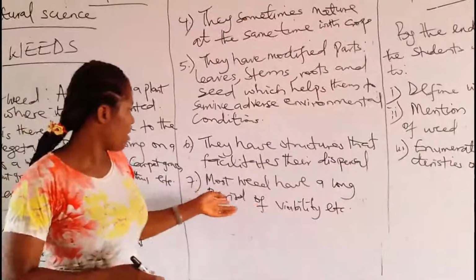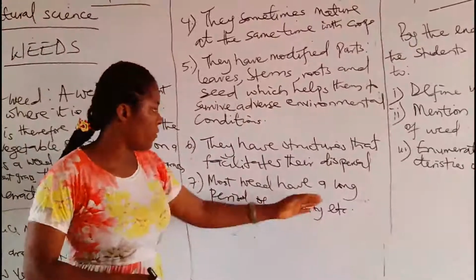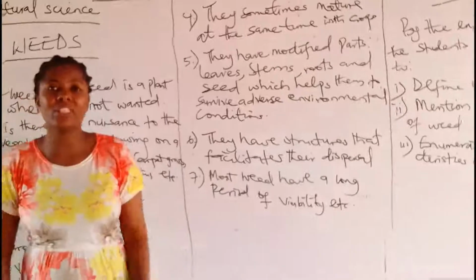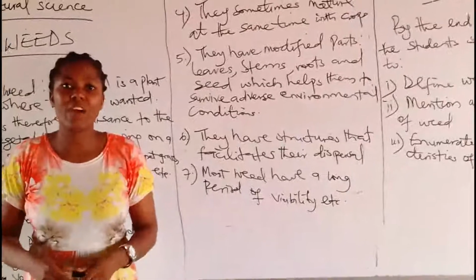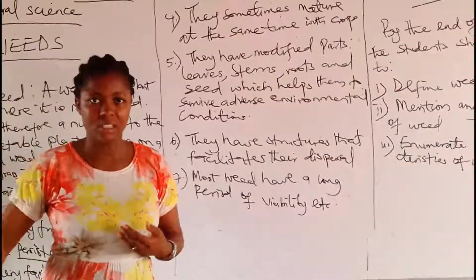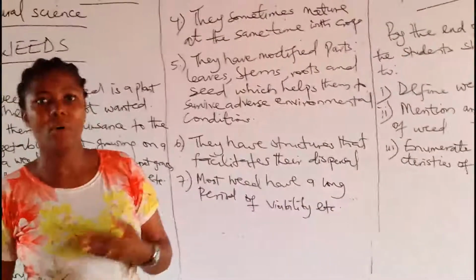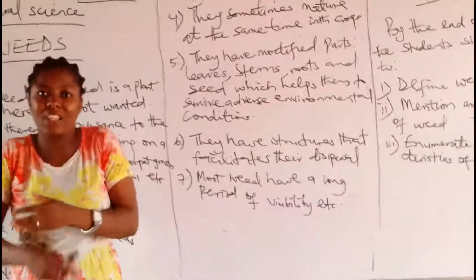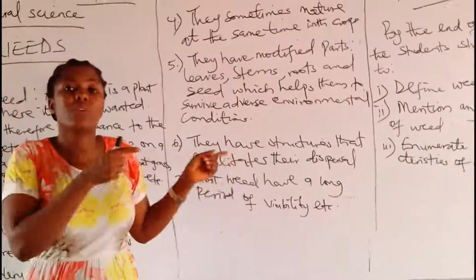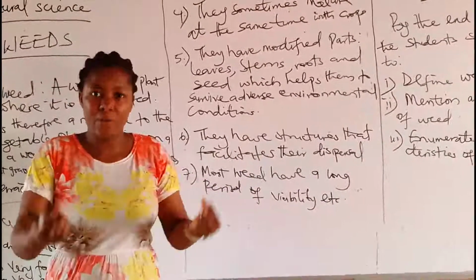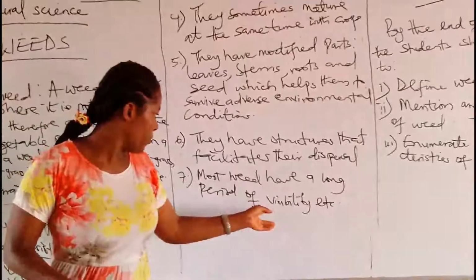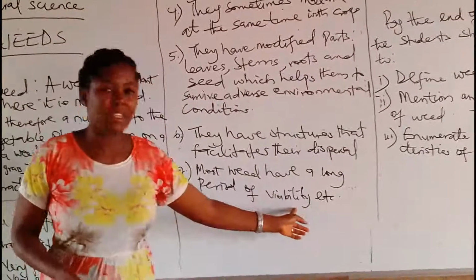We have that most weeds have a long period of viability. They can last so long. Their viability is so much that they can survive for many seasons, many periods of time. Unlike crops, some of our crops can die or they can be harvested and just die. But some weeds, they will remain there and they are powerful, they are viable. That is why we see they have a very long period of viability.